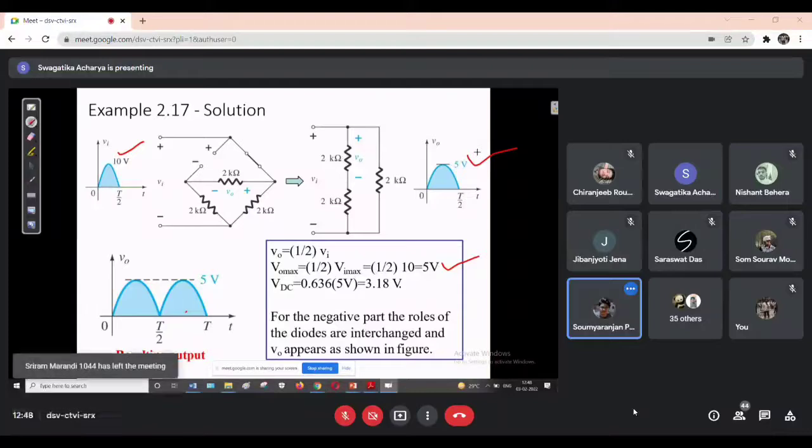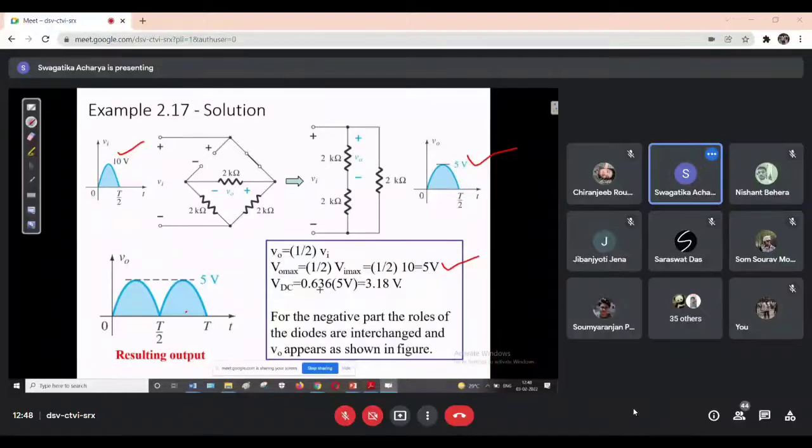Ma'am, for VDC we take VM by pi, or 2 VM by pi? You also calculate excluding R3. Look at the positive half and negative half, whether rectification is happening or not, then you can find out the value.